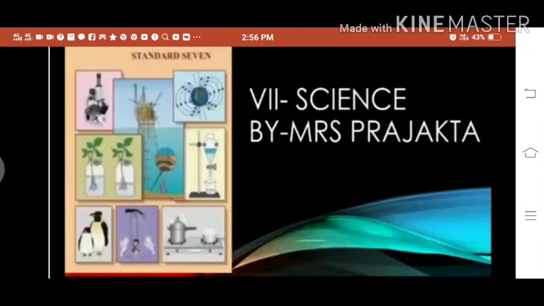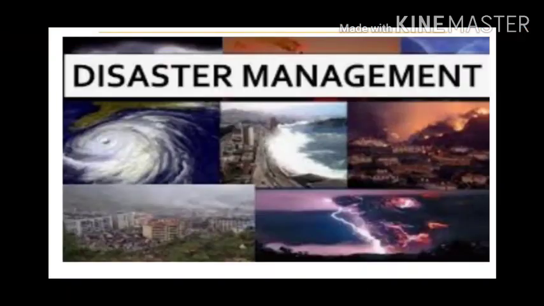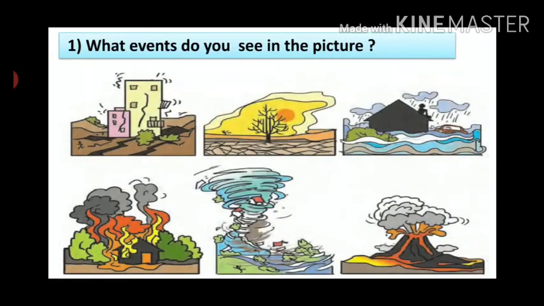Hello children, welcome back. Today we shall be studying in science chapter number 10, that is disaster management. It's a very interesting topic. What events do you see in the picture? We can see disasters have taken place like earthquake, famine, fire, storms and volcanic eruption. Sometimes we even read such news in the newspapers. See, observe the picture.